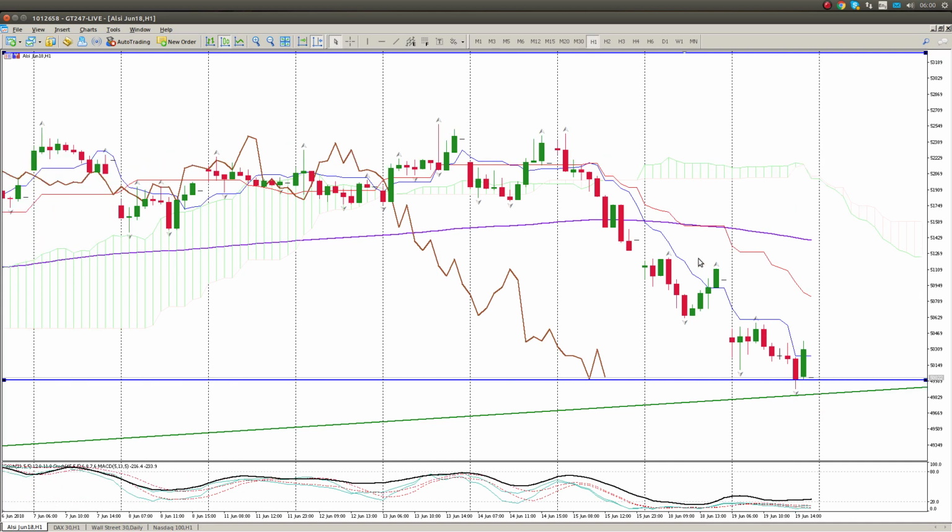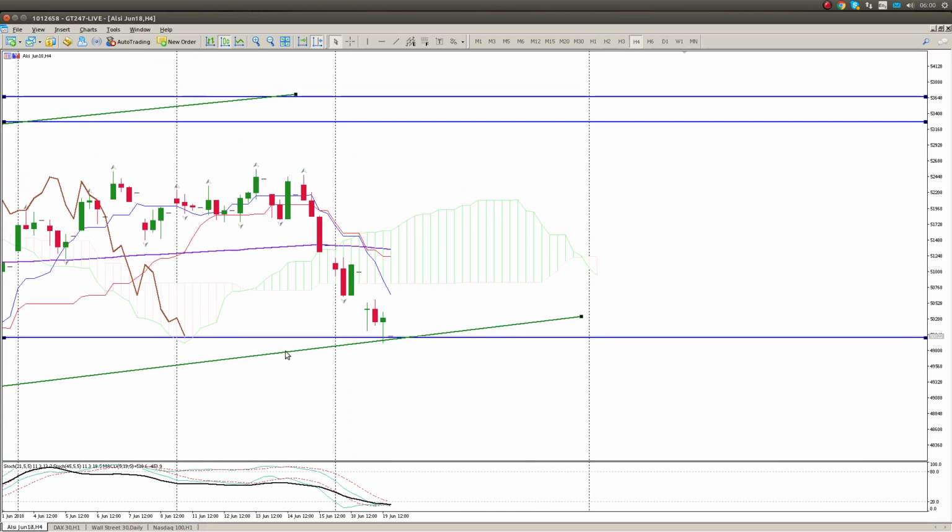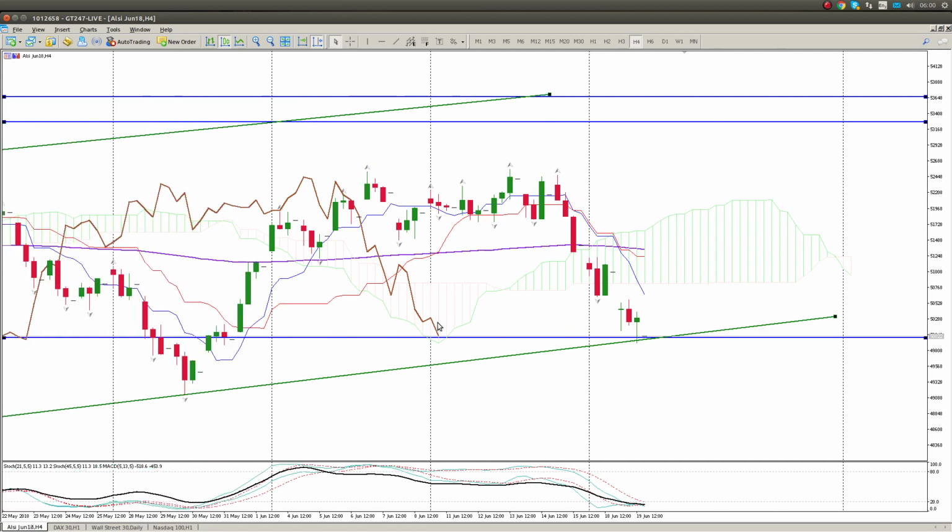Failure of this will only really be, well, I suppose if we get a 4-hour close below this trend line, I'll consider that a failure. So you're probably looking at 49,800, 49,750, somewhere around there. If we get below that, then I'd consider that a failure, and this channel would have broken to the downside.